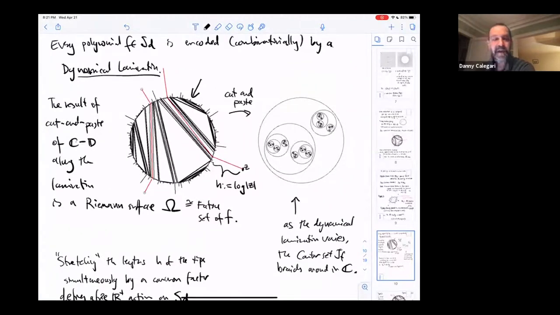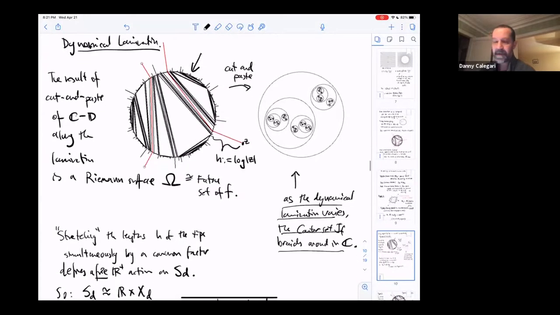So the result of cutting and pasting the exterior of the unit disk along the leaves of that lamination is to give a Riemann surface whose complement is typically a Cantor set, or it might be a finite union of circles if you only cut and paste along, say, finitely many of these leaves. And as the dynamical lamination varies, the Cantor set braids around in the complex plane.